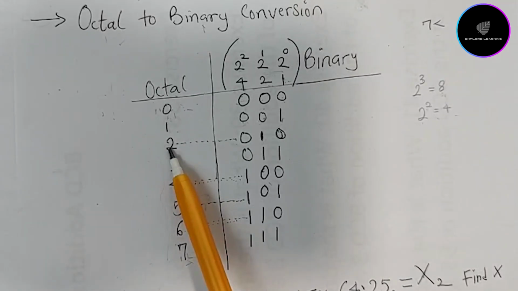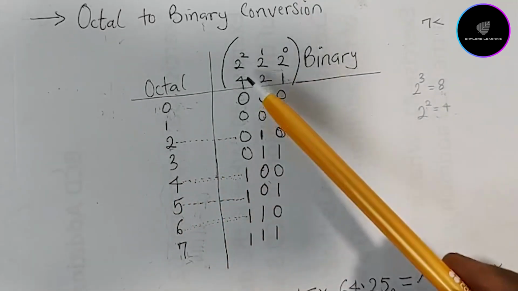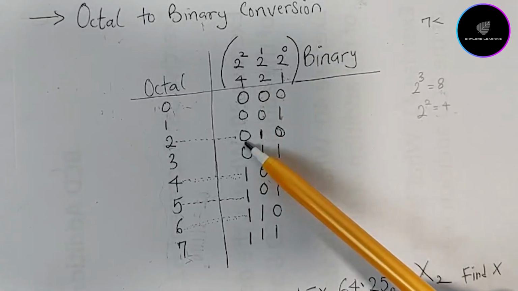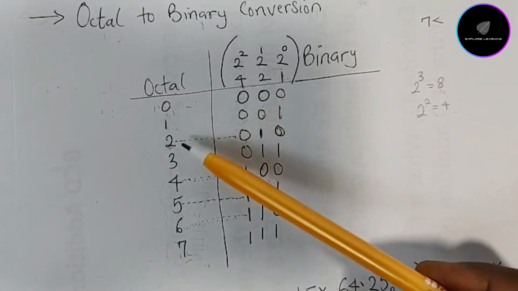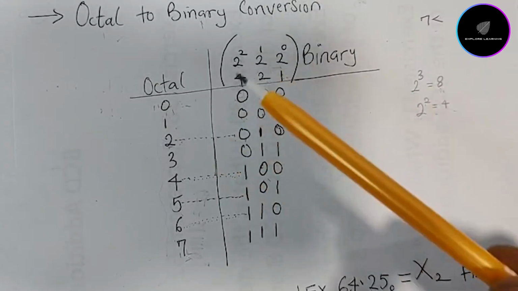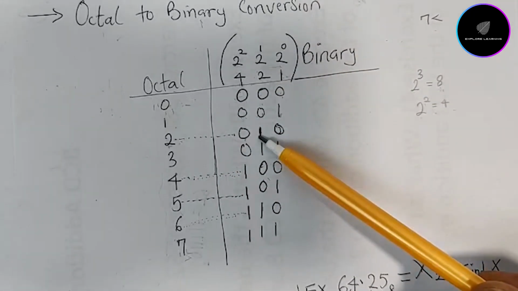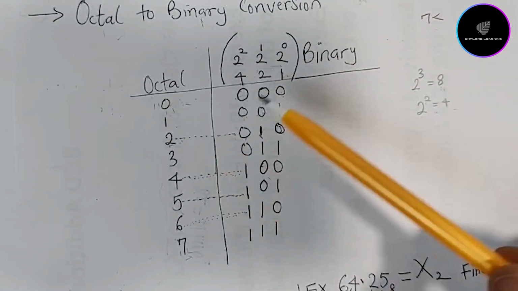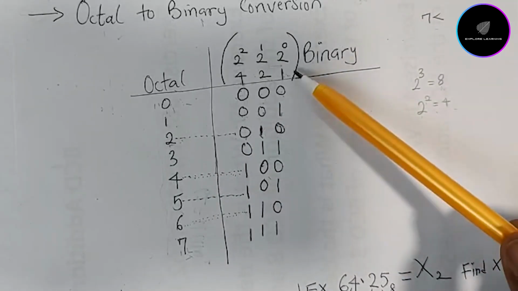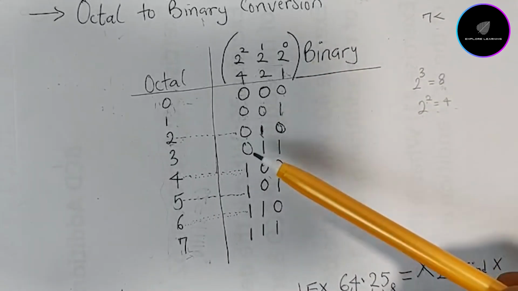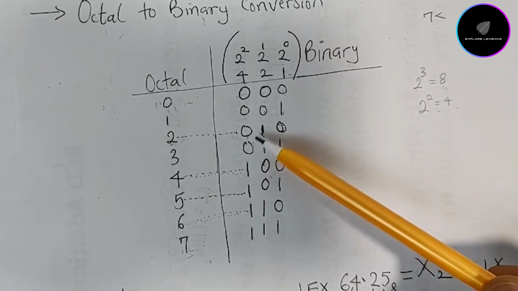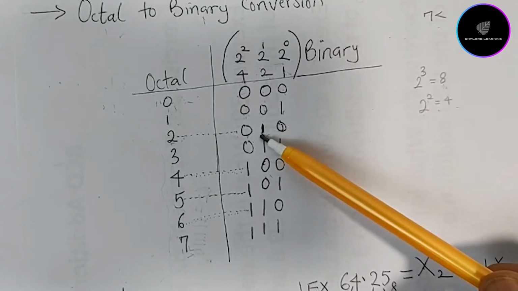Now let's find 2. The equivalent of 2 in binary bits is going to be, under 4 you're going to have 0. Under 2, you're going to have 1. It means it's on, it's yes. And then where you have 1, you're going to have 0. So in this case, what you have is 0, 1, 0, which means you have 2.